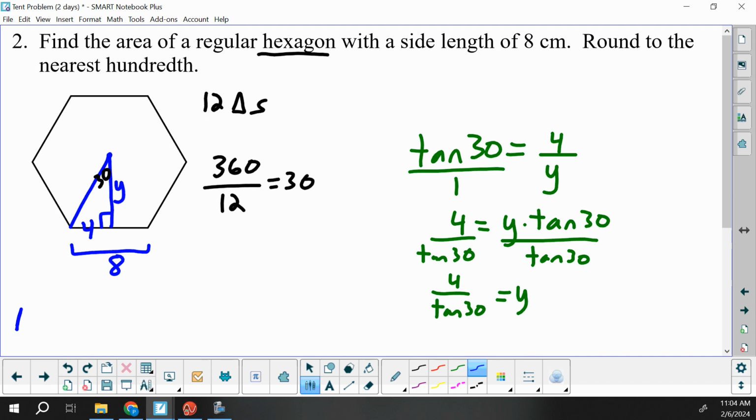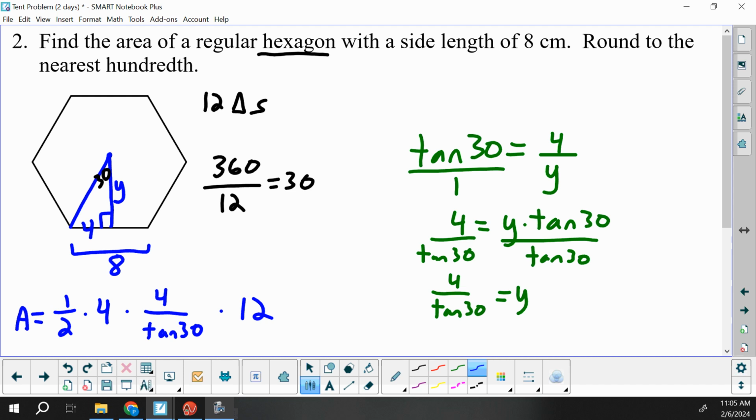So now let's do our area. We've got to do 1/2 base times height, so we'll have 1/2 times the base of 4 times our height, that fraction of 4 over tan 30, and then times the number of triangles, which is 12. So the 4 was the base, the 4 over tan 30 was the height, and then multiply by 12 to find the area of everything.